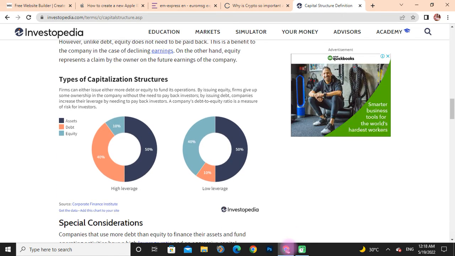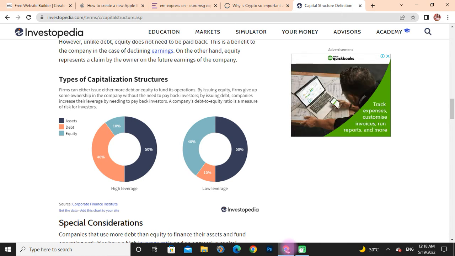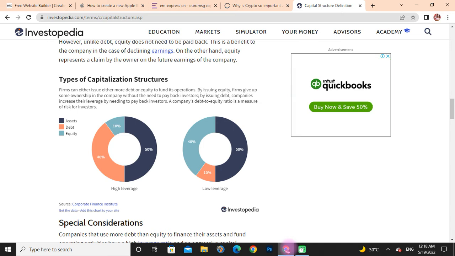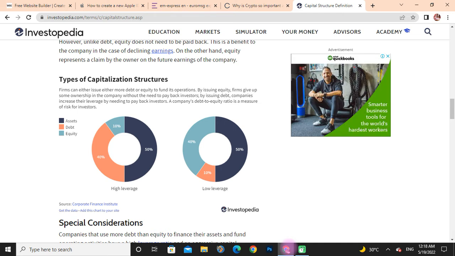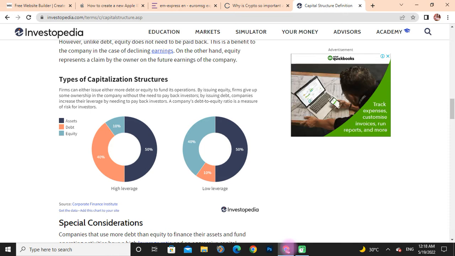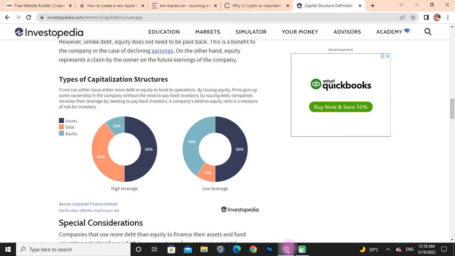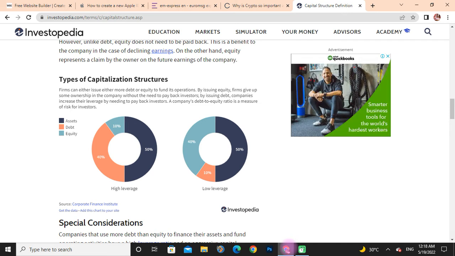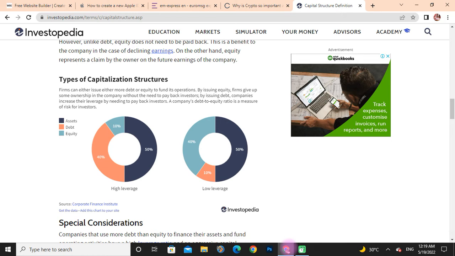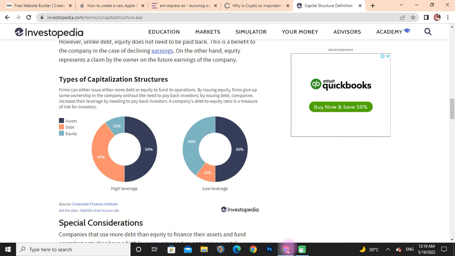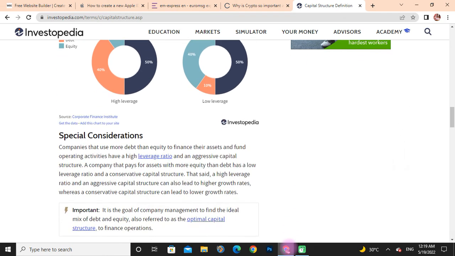Types of capitalization structure. Firms can issue either more debt or equity to fund their operations. By issuing equity, firms give up some ownership in the company without the need to pay back investors. By issuing debt, companies increase their leverage by needing to pay back investors. A company's debt to equity ratio is a measure of risk for investors.